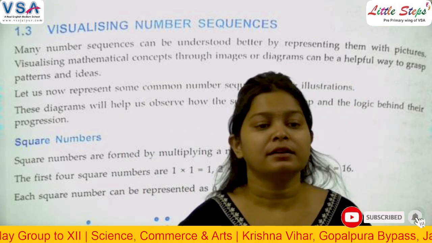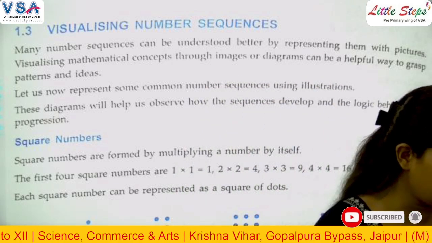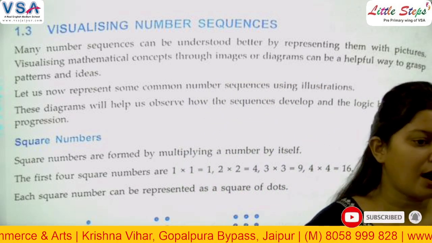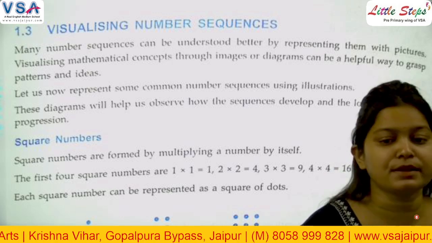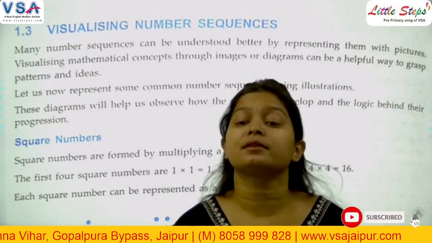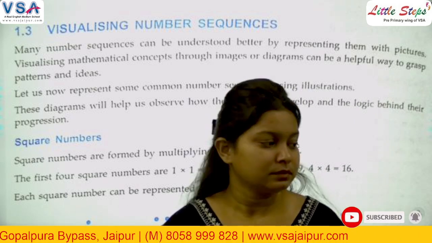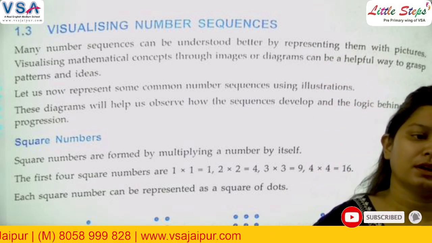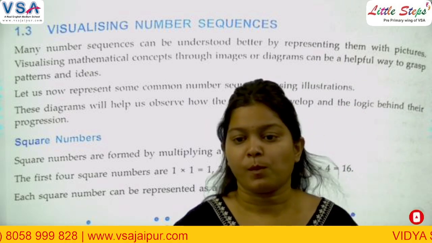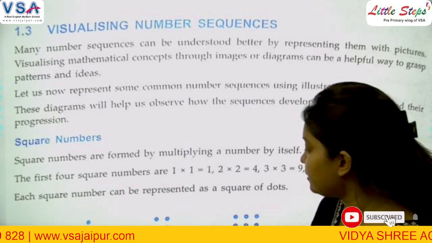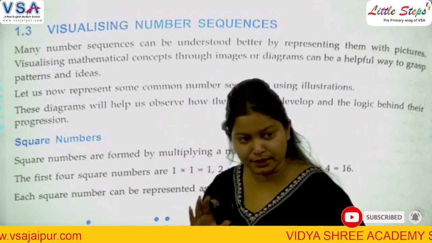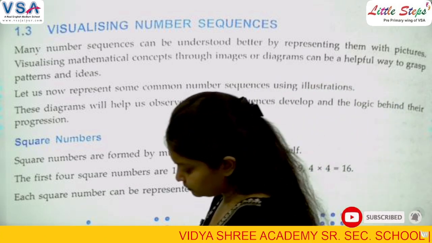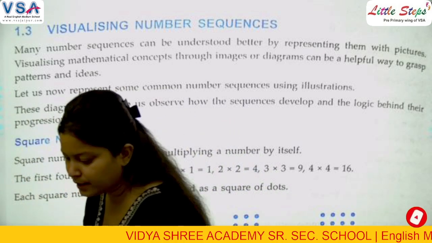For example, tell me which one. Counting numbers. Yes, which? Odd number sequence. Good. Even number sequence. Triangular number sequence. Square number sequence, cube number sequence, etc. We discussed so many types of patterns. Sit down. In yesterday's class, today we will start our exercise 1.1.